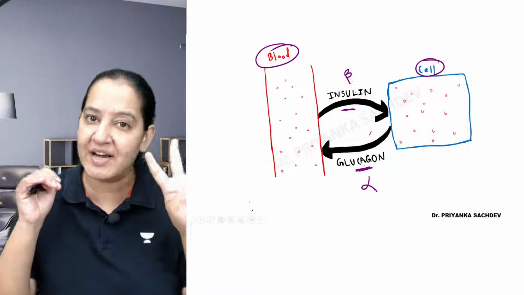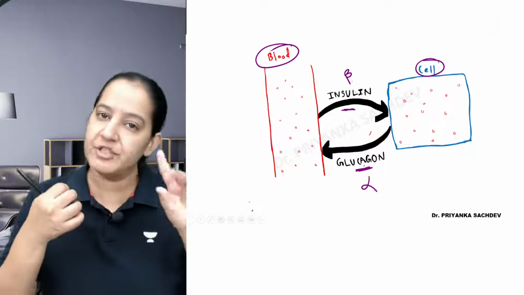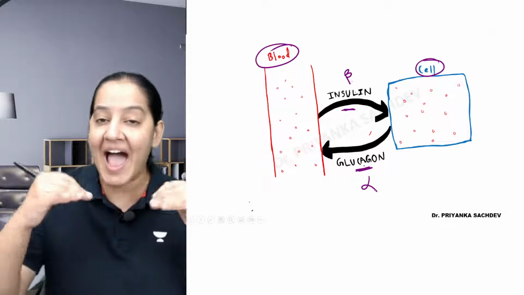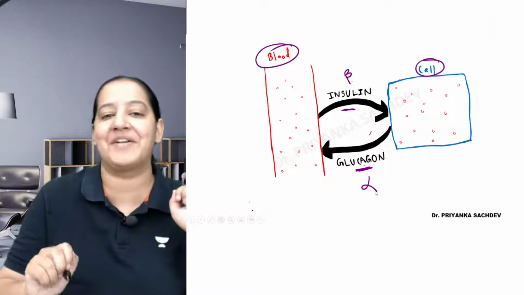Islet of Langerhans में 4 सेल होते हैं. There are 4 cells. So out of which one is alpha, one is beta. One is secreting glucagon, one is secreting insulin. You can see the arrows. The arrows here are important.